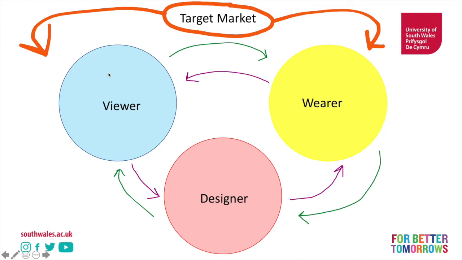So our target consumer might be the person wearing the clothes, but it might be the person looking at the person wearing the clothes. So in the case of children, for example, mostly the person who purchases the garments is not the person who wears the garments.